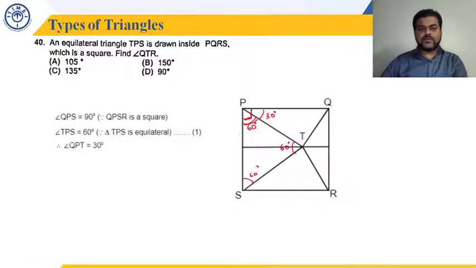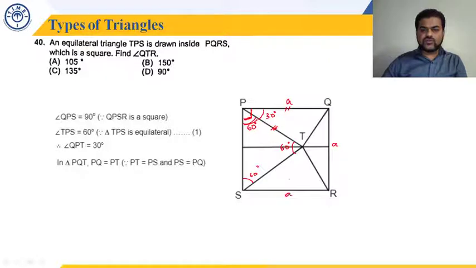So the next step is that only. QPT is 30 degree. Then this side must be equal to this side. Why is that so? Because suppose the side of the square is A. So this is also A, this is also A, this is also A, and this is also A. And triangle TPS is equilateral, where one side is PS. If that is A, then this side is also A and this side is also A. So now you see this is A and this is also A. So these two sides are equal.